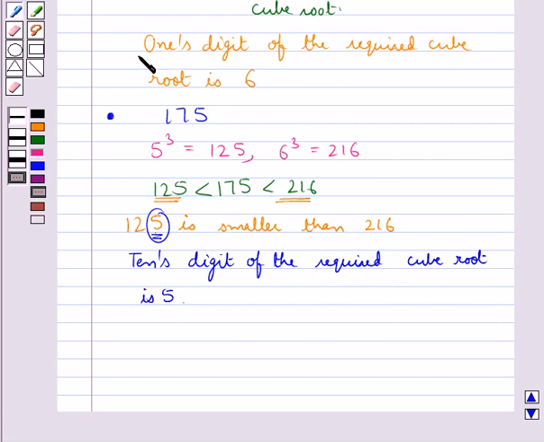Now we have got the ones digit of the required cube root, which is 6, and the tens digit of the required cube root, which is 5. And so we say that cube root of the number 175616 is equal to 56. This is how we find the cube root of a perfect cube or a cube number.